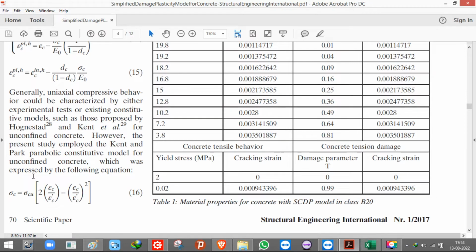If we simplify this, this is a quadratic equation, right? If you consider this as x, then how are you writing it? This is my x square, this is my x, right? So this is how you can simply solve this equation to get epsilon C. So this is a quadratic equation.